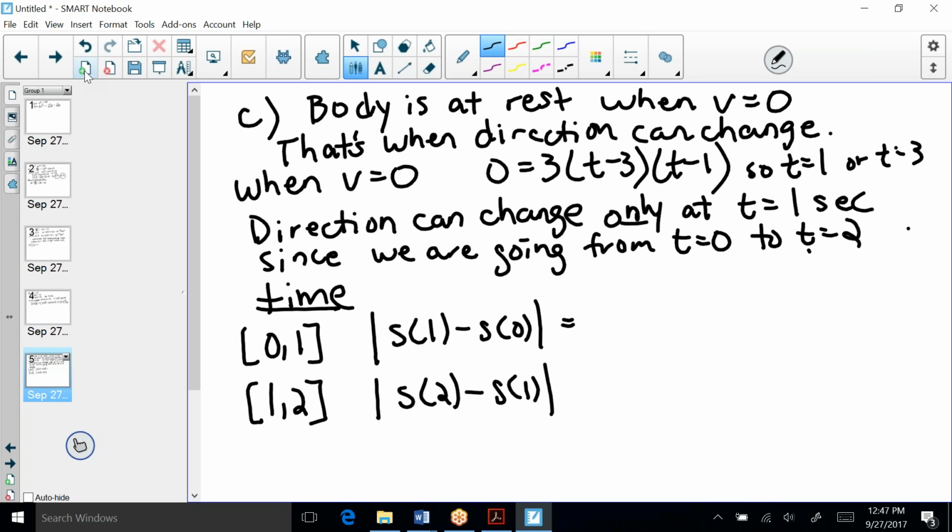So you get 1 cubed minus 6 times 1 squared plus 9 times 1. So that's going to be 4. And what about when you plug in a 0? You get a 0. So the total distance traveled between 0 seconds and 1 second is going to be 4. That's what was given in the problem on the previous page, where it says example. That was given to you.